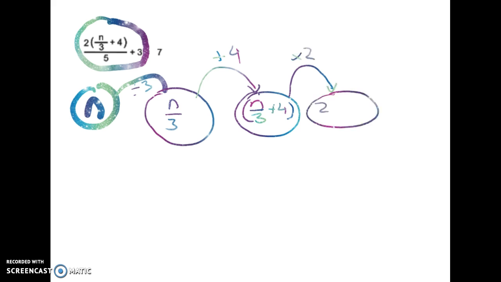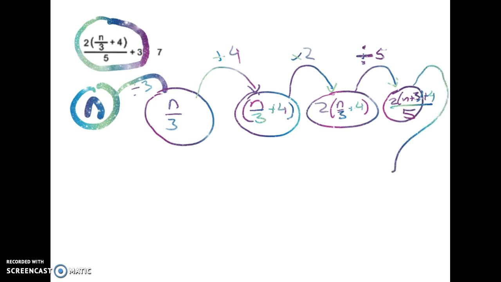And I got 2 times the stuff in brackets. Lastly, well, not quite lastly, I divided by 5. Right, and I got 2 times that. I knew I would run out of space somewhere in here. That's all been divided by 5. And the very last thing that happened, which I have to do down here, is that I added on 3.